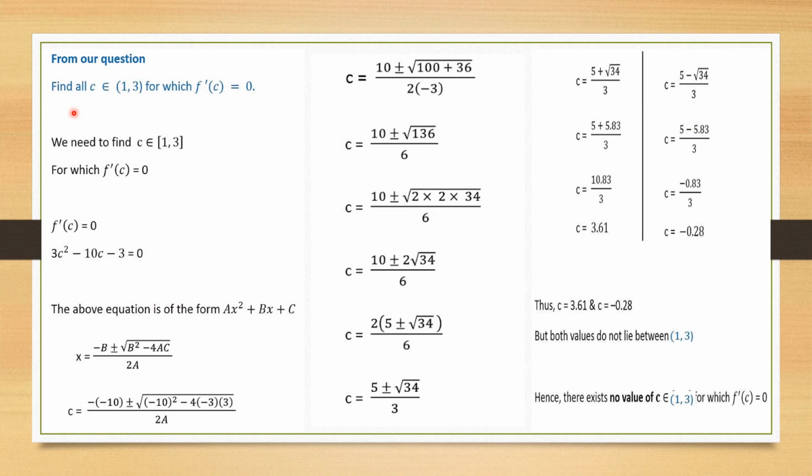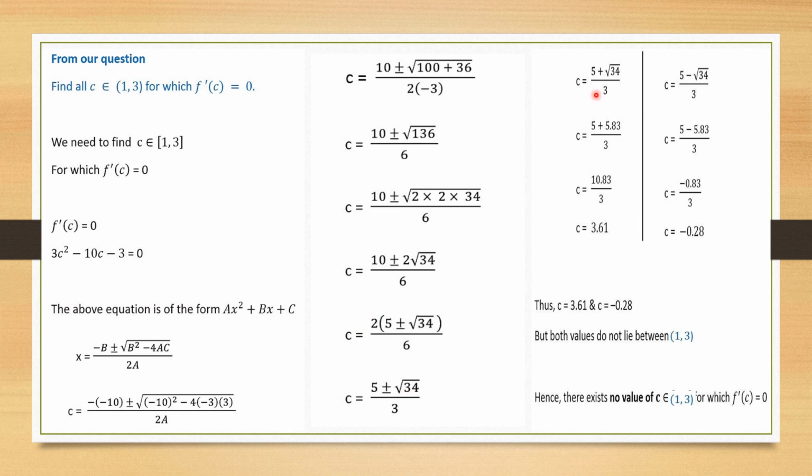Now, find all c belonging to (1, 3) for which f'(c) equals 0. This is the part you need to verify along with this question also. So we need to find c belonging to this open interval (1, 3) for which f'(c) is 0. So this is your f'(c): 3c² minus 10c minus 3 equal to 0. To solve it, we can apply the quadratic formula, minus b plus minus root of b² minus 4ac upon 2a, and we get the value of c as (5 plus minus root 34)/3.